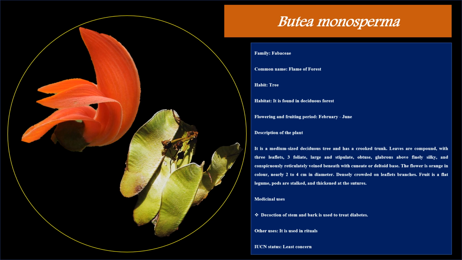So the habitat, as I have told now, that it is a tree species, and it is mostly found in dry or you can say deciduous forest areas, and its flowering and fruiting period is from February to June. And apart from this, it has very good medicinal uses, such as a decoction of stem and bark is used to treat diabetes. And in some parts of India, it is also used as a ritual aspect, and its IUCN status, you can say it is least concern.